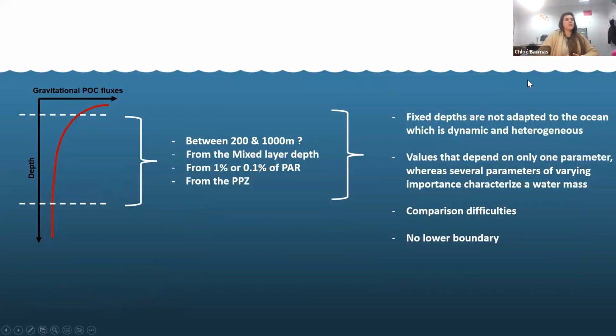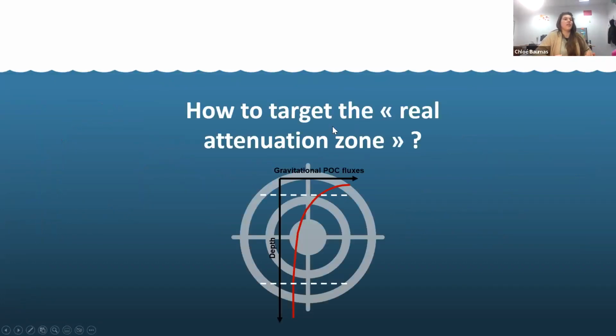And so we saw that fixed depths are not adapted to the ocean with a dynamic and heterogeneous activity. And the values for mixed layer depths, PAR or PPZ, are only depending on one parameters, whereas several parameters of varying importance can describe the water mass. The diversification of the methods led to difficult comparison between studies, and the lower boundary is still fixed at 1000 meter depth. So how to target the real attenuation zone?